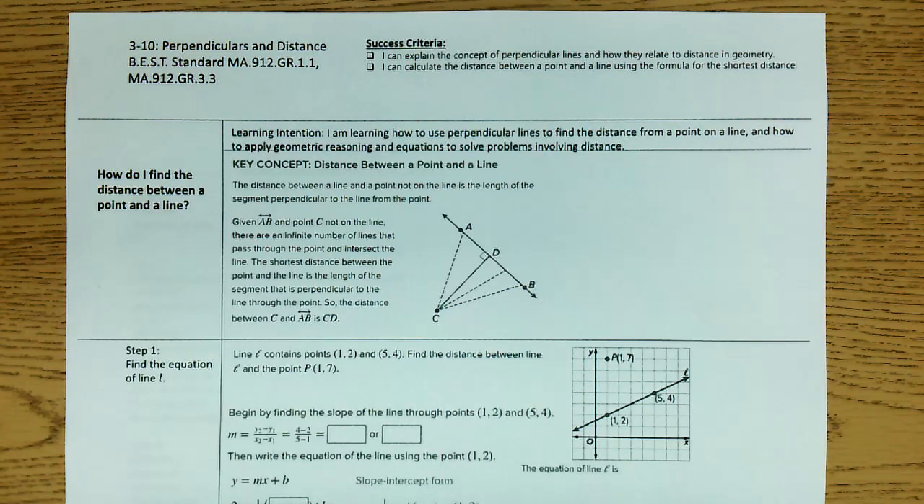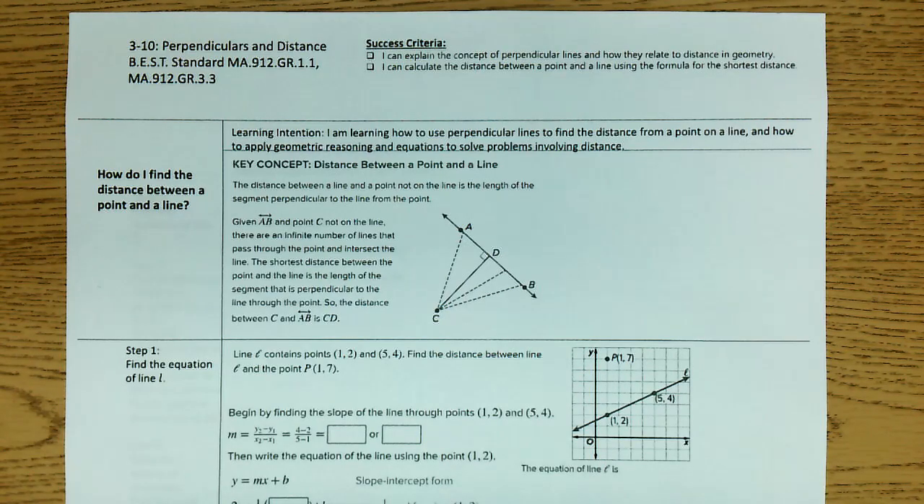So what we're trying to find is the shortest distance from our line to some point that's not on the line. That goes into the learning intention. I am learning how to use perpendicular lines to find the distance from a point to a line and how to apply geometric reasoning and equations to solve problems involving distance.